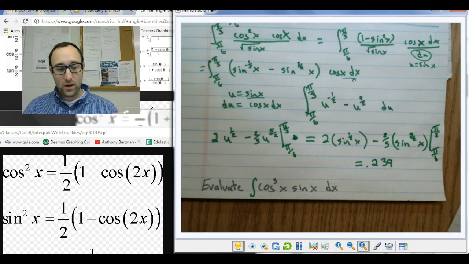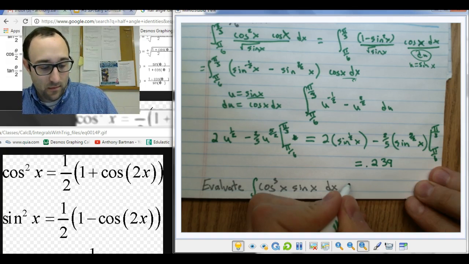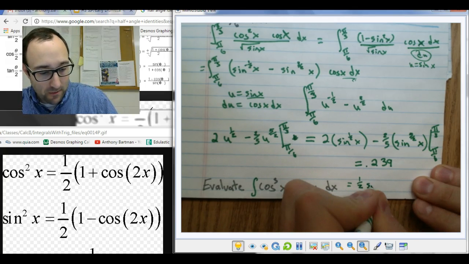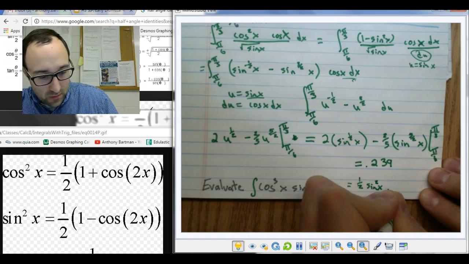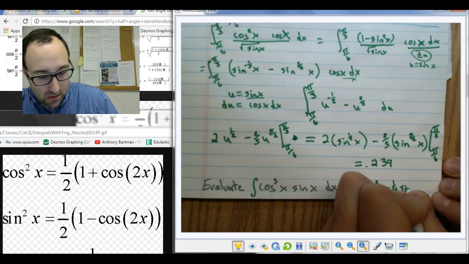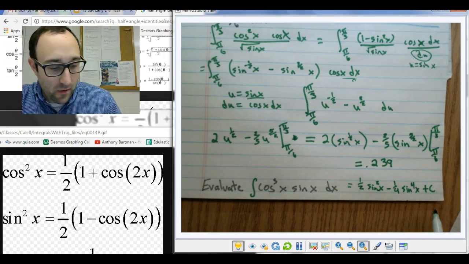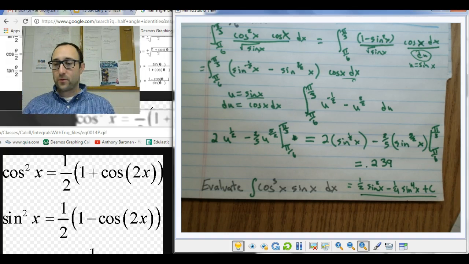When you do this problem, you should get an answer of 1/2 sine squared x minus 1/4 sine to the 4th x plus c. There you go: 1/2 sine squared x minus 1/4 sine to the 4th x plus c.